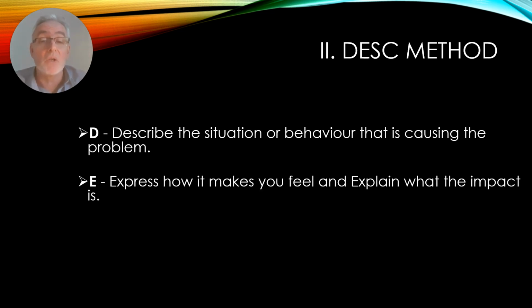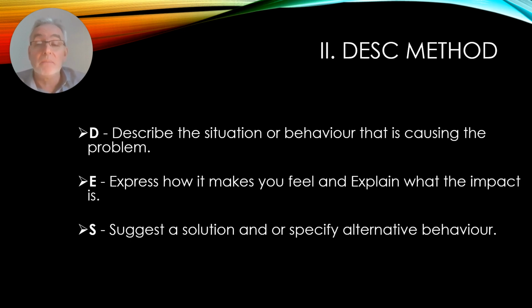The E is to express how it makes you feel, and also explain what the impact of this might be, whether the impact is on the organization, on other colleagues, or on other customers. You can use emotion at this point, for example, explaining I'm quite disappointed to see that this is actually affecting our customers and your fellow colleagues. So you have to express how it makes you feel and explain what the impact actually is.